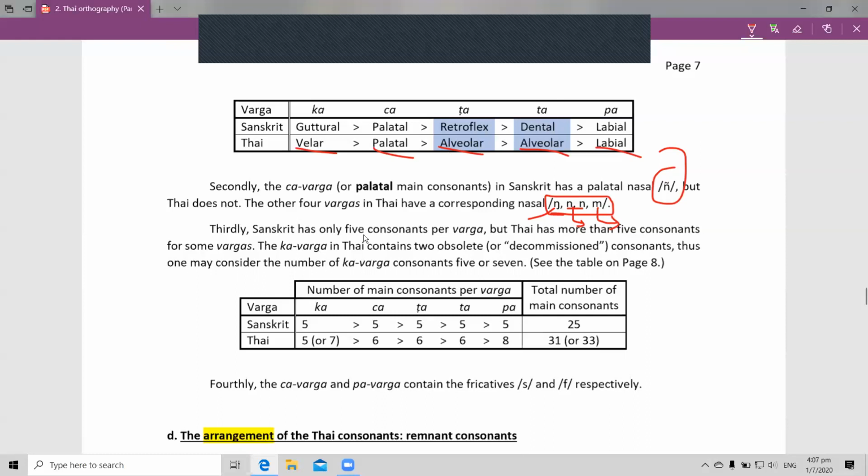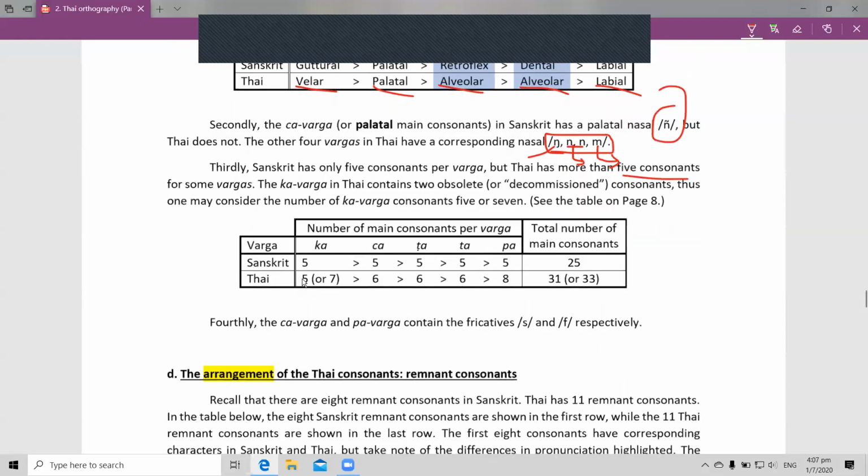Thirdly, Sanskrit has only 5 consonants per varga, correct? 4 stops followed by a nasal per varga. But Thai has more than 5 consonants per varga. Okay. So, for example, for the ka-varga in Thai, we have 5 or 7. Okay, 7 if you count the 2 obsolete consonants. Right? Obsolete means we don't use them anymore. Okay, for the ca-varga in Thai, we have 6 main consonants instead of 5.